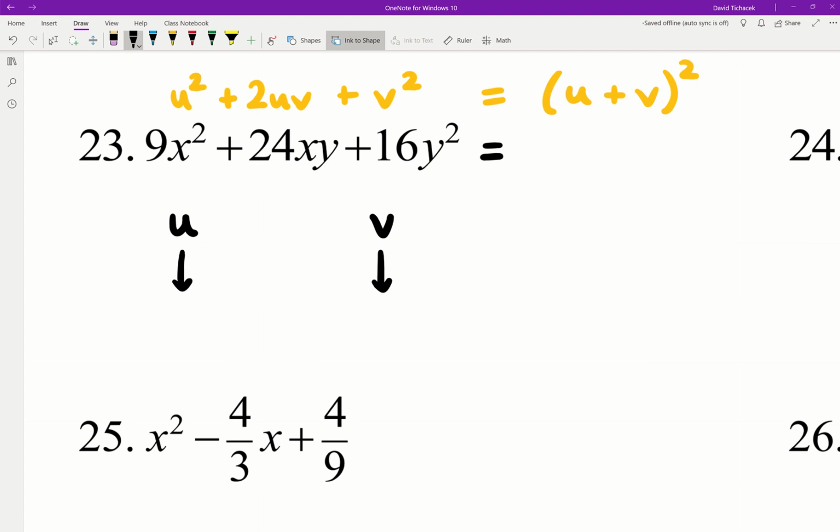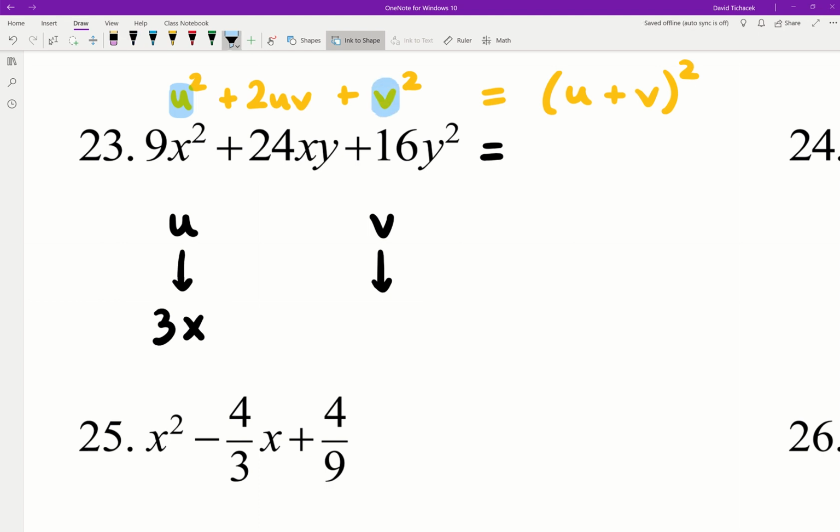So apparently, u is the thing that's being squared in my very first term. If you look at your first term, we've got a 9x squared. So what would we have to square in order to get u squared there, or a 9x squared? Well, to get 9, I would have to square a 3, and to get x squared, I would have to square an x. So that means that playing the role of u for us is simply going to be the monomial 3x.